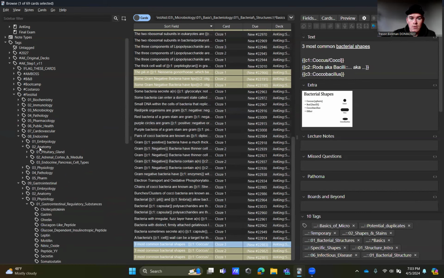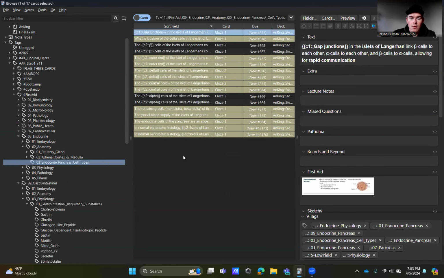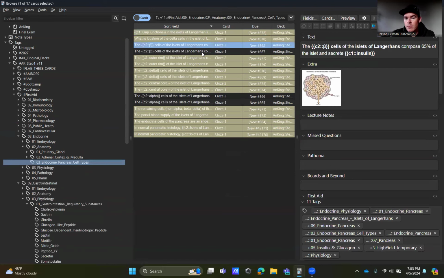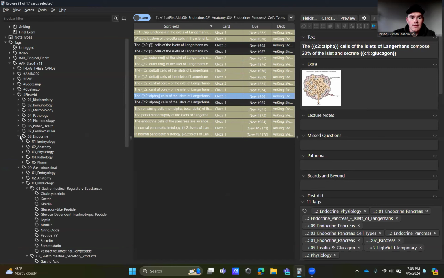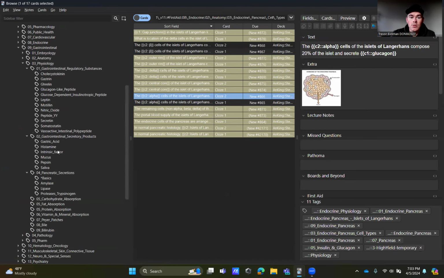And within endocrine, you're going to go to anatomy, adrenal cortex, and medulla. Then we're going to be in endocrine pancreas cell types. And I would recommend grabbing the 2 B cell ones here, cards 3 and 4, and then coming down and grabbing the 2 alpha cells and how they secrete glucagon in the islets of Langerhans. Right? And then I'm going to minimize that out of endocrine, and we're going to be back into GI.